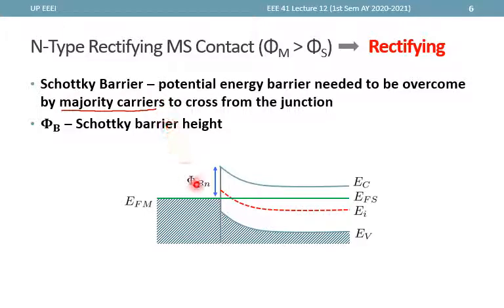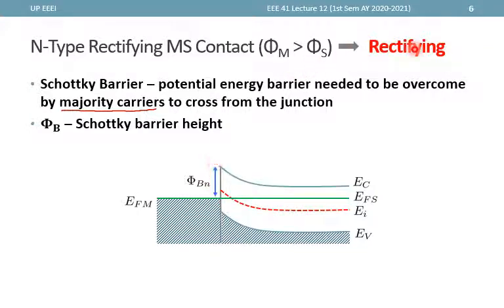So if I'm an electron at this portion right here, to go to the other side, I need to overcome this barrier right here. So that's why it's called the Schottky barrier. And this is the Schottky barrier height, the height of this energy difference.